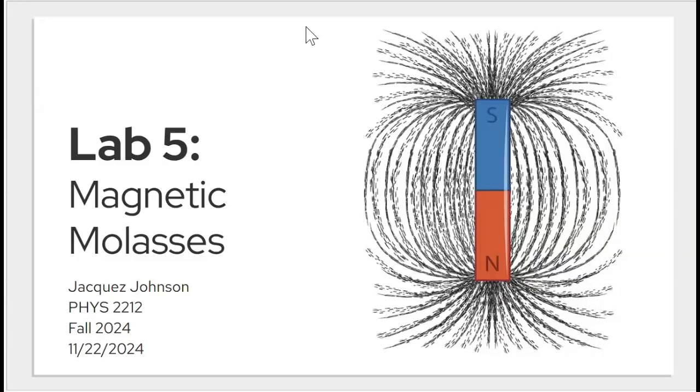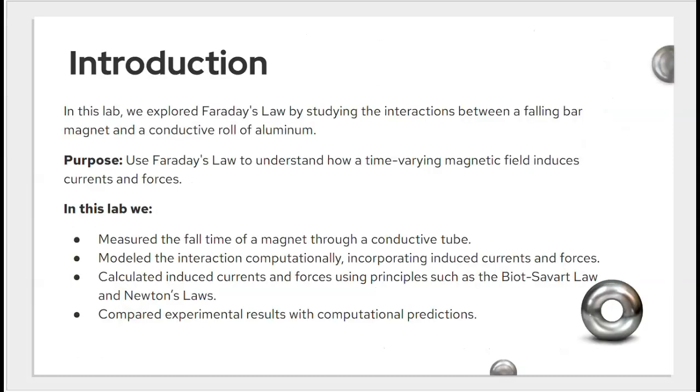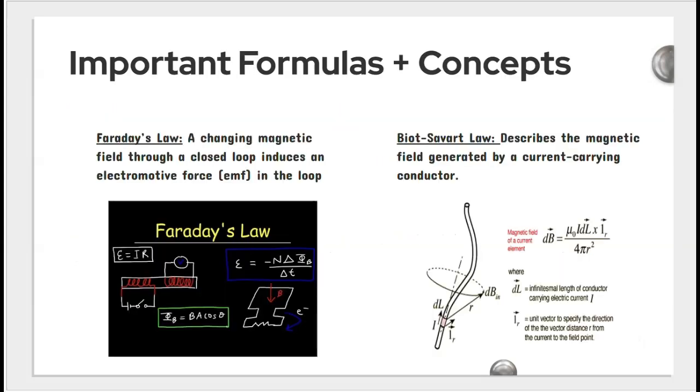This is our final lab, Lab 5, Magnetic Molasses. So a quick introduction. In this lab we explored Faraday's law by studying a falling bar magnet and a conductive roll of aluminum. And we used Faraday's law to understand how the dB/dt of the magnetic field induces currents and forces. Moving forward, the important formulas and concepts used.